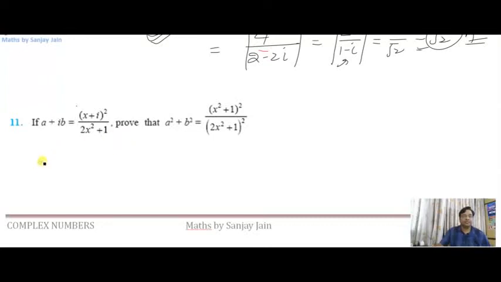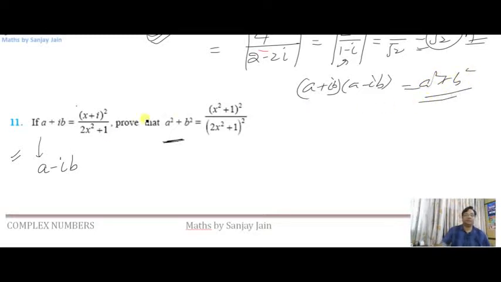Let us move further. Now in this question, if you see, I need a squared plus b squared, right? So what clicks in my mind is that I take its conjugate first. So it will be a minus iota b, right? When I multiply a plus iota b and a minus iota b, I'll get a square plus b square, right? This is what I'm doing here.